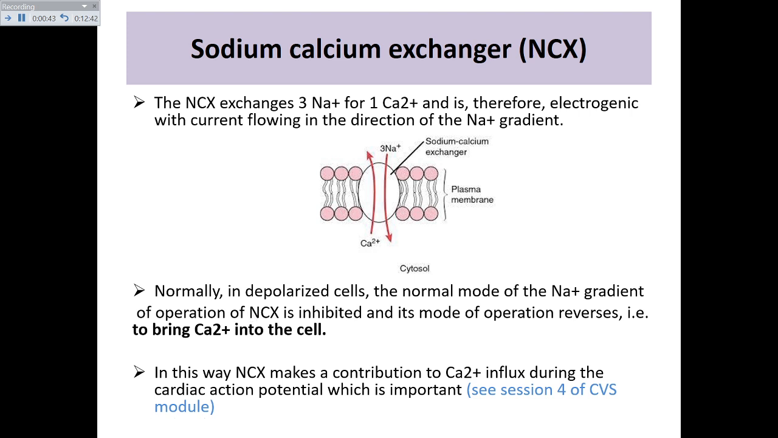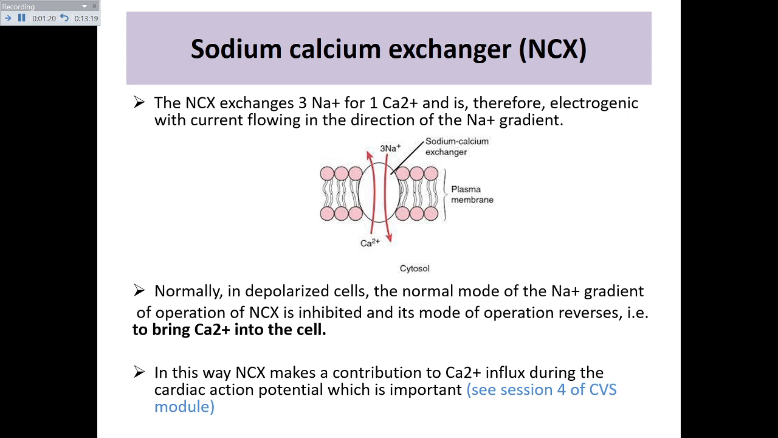Normally in a polarized cell the normal mode of the sodium calcium exchanger operation is to remove calcium, but when the cell is depolarized its mode of operation is reversed. That is to say, it brings calcium into the cell. In this way the sodium calcium exchanger makes a contribution to calcium influx during the cardiac action potential.